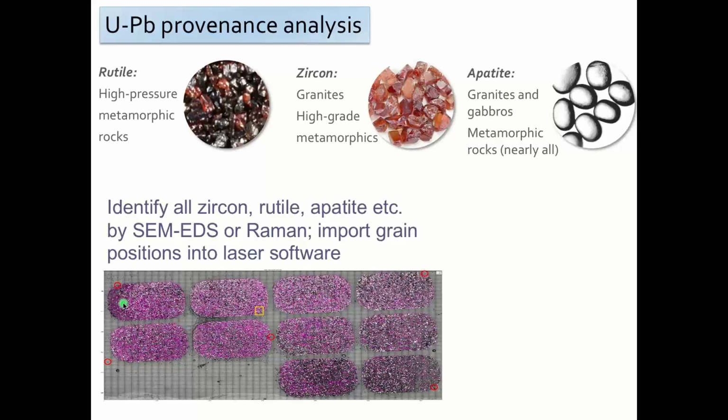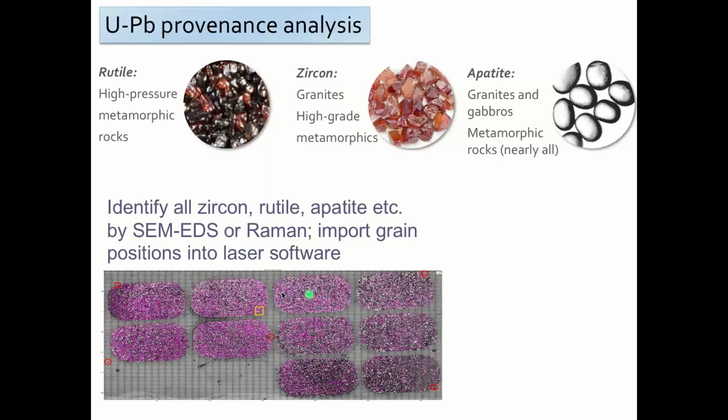And one of the things that ourselves and other labs are increasingly doing is dating large amounts of grains in the heavy mineral fraction that have previously been identified by either SEM, EDS, or Raman approaches. So this slide down here is from our Photon Machines laser. It's been imported into our Photon Machines laser, and these are all the various analysis points that were identified by Raman.